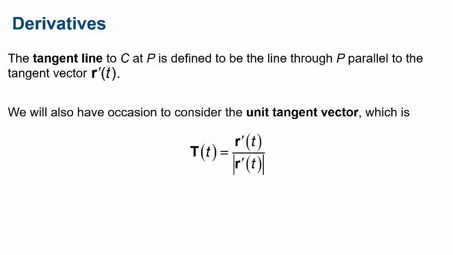Okay, one other concept I want to quickly touch on with this concept of derivative is the idea of a unit tangent vector. So a tangent line to C at P is defined as the line through P parallel to the tangent vector r prime of t. So we also have on occasion to consider this unit tangent vector, which we're going to denote as the vector valued function capital T of t, and it's just equal to the derivative of the vector valued function r divided by the magnitude of the derivative.